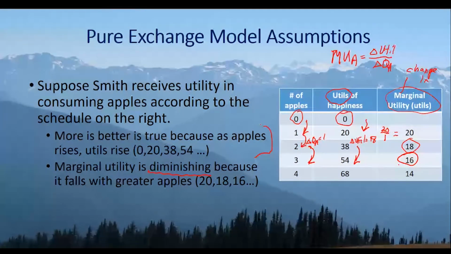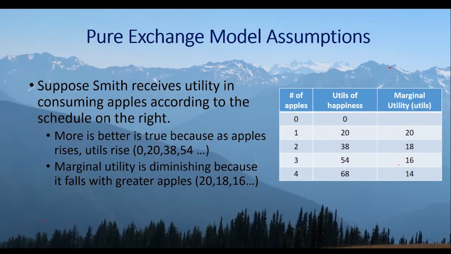Okay, now, I didn't highlight this first point, but let me go back and do it. More is better is true in this particular example. Let me go back to this first assumption that's also represented here. More is better is true because as apples increase, utility continues to rise. So notice, moving from 1 apple giving 20 utils, 2 apples giving 38 utils, 3 apples giving 54, as we increase the quantity of consumption of apples, it continues to go up. So more apples is always better than fewer apples in the schedule that I'm presenting here. But marginal utility goes down. The additional utility you get from each additional apple goes down as your consumption increases.